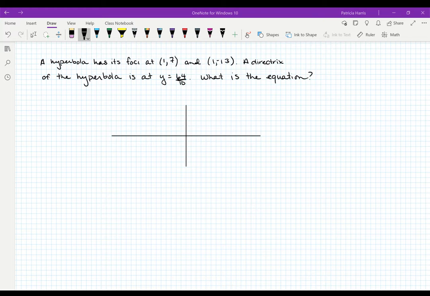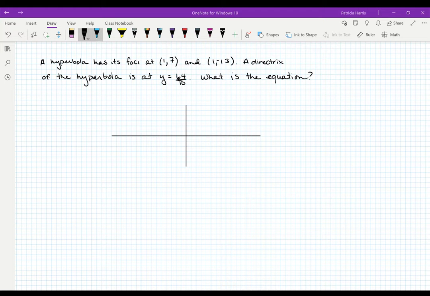So the first sentence says a hyperbola has its focus at (1, 7) and (1, -13). Okay, that sentence is actually a lot of information. Believe it or not, it doesn't seem like a lot. It's only 2 points, but it's actually a lot. So to write the equation of a hyperbola, I need to know the direction of the branches, up and down, and I need to know the center, I need to know A and B, all of this stuff. So I'm going to see what that gives me.